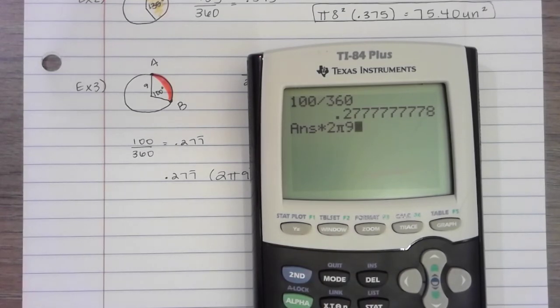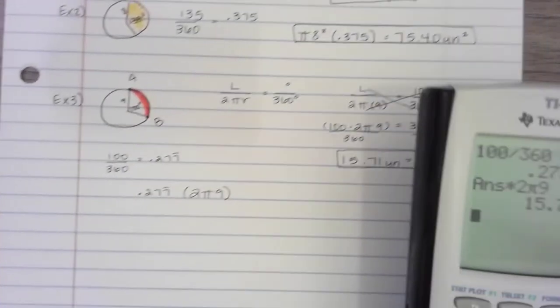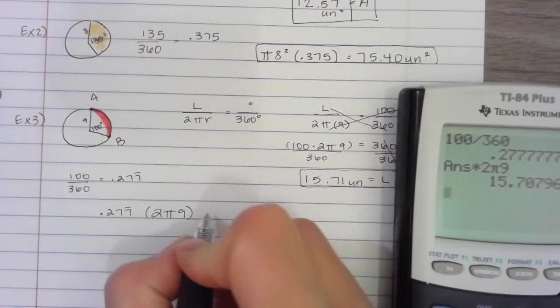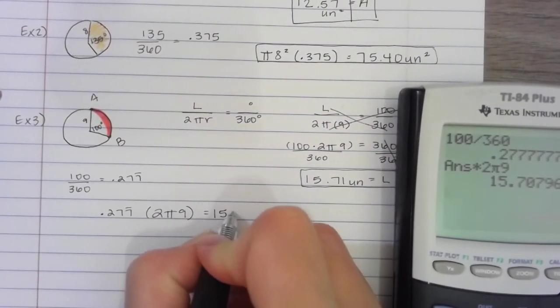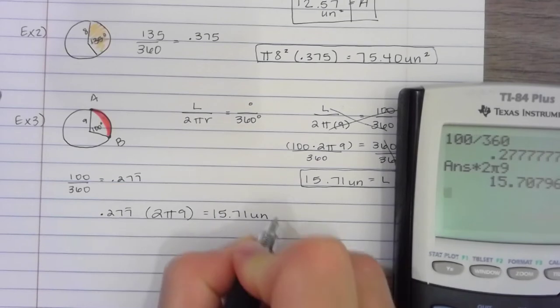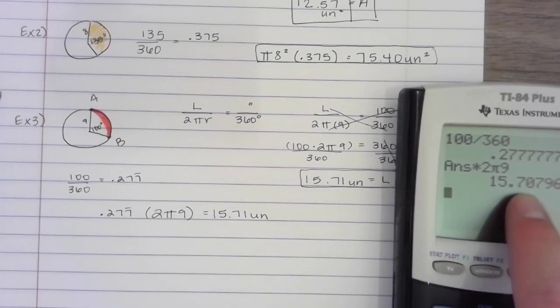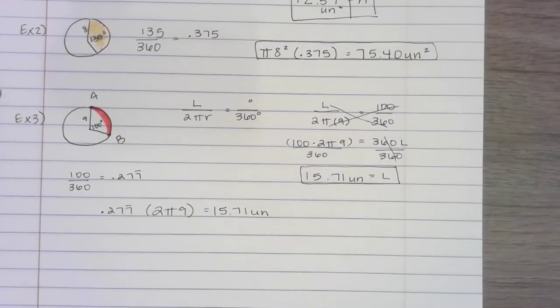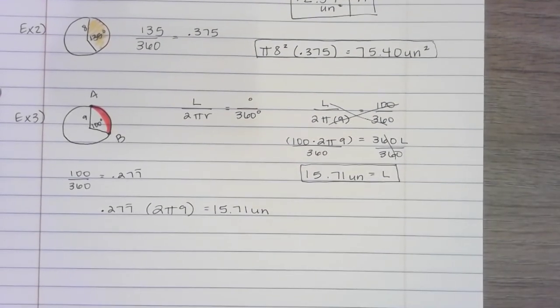Like that. Don't try to retype that or round it and then use 0.277. You want to use the whole answer. And look, we'll get the exact same answer, which we should. Because when we round to the nearest hundredth, you should round up to that 15.71 units.